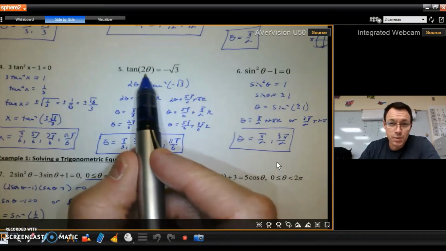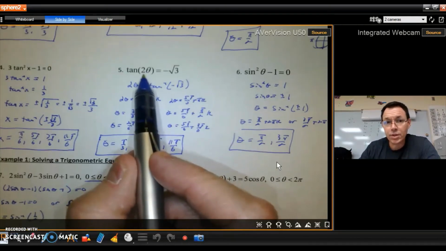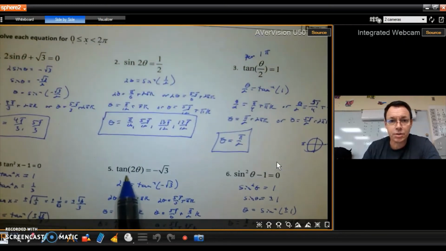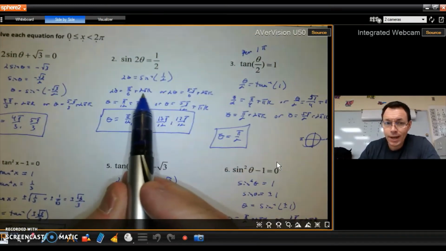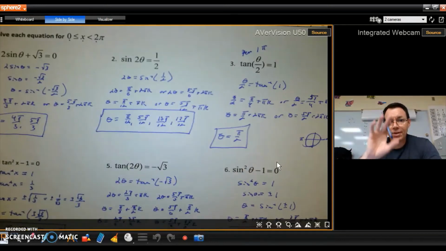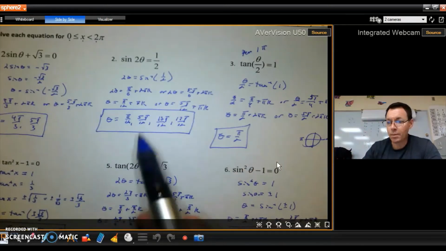And this one was a tangent, so this one can create other ones. How about number 2? Okay? There's a 2 in front of the theta, so that 2 pi got divided and became a 1 pi.